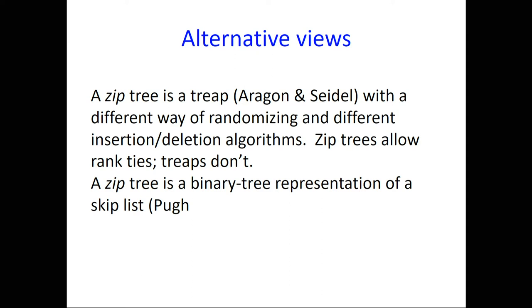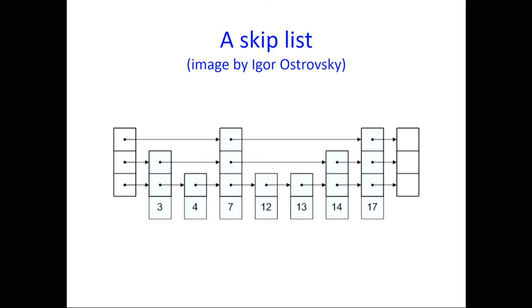More interestingly, a zip tree is a binary representation of a skip list. There's an alternative logarithmic randomized search structure called a skip list invented by Pugh, and somehow the date disappeared here. It's a beautiful notion. The idea is that you take the list structure and you produce random sublists. So we have our list, 3, 4, 7, and so on. We flip a coin for each node, and if it comes up heads, we promote the node to the next list up. So the level 0 sublist contains everything. The level 1 sublist contains roughly half the items. We keep going until we run out of items.